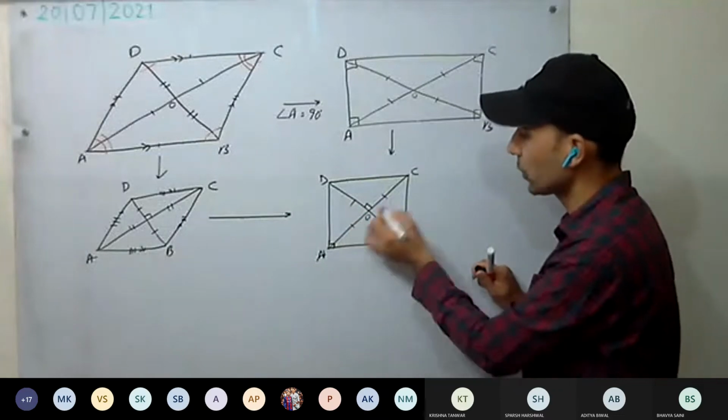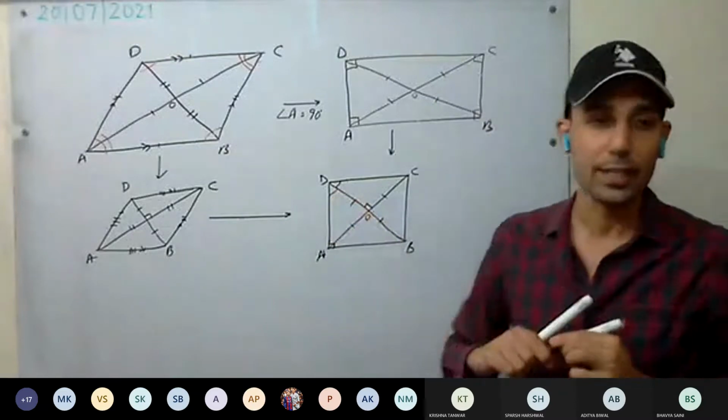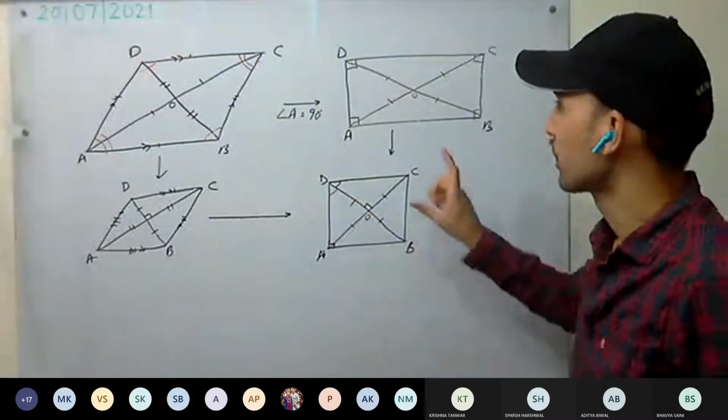OA equal to OB equal to OC equal to. These angles are also equal. Okay. Now we can compare them. Now see here.